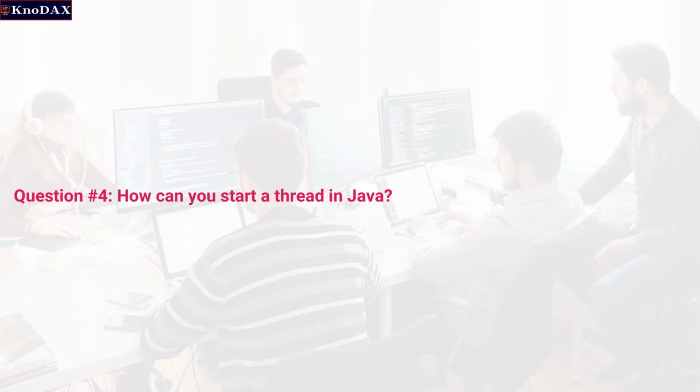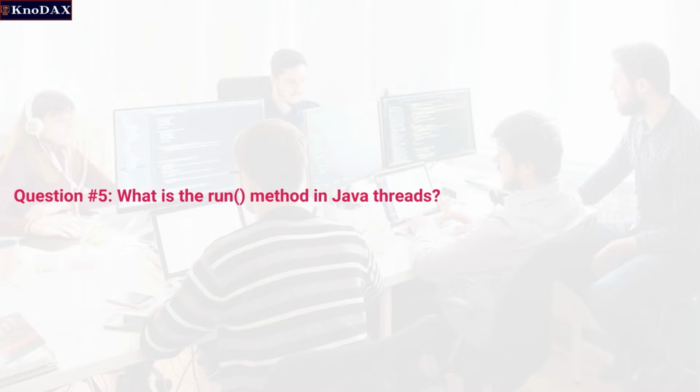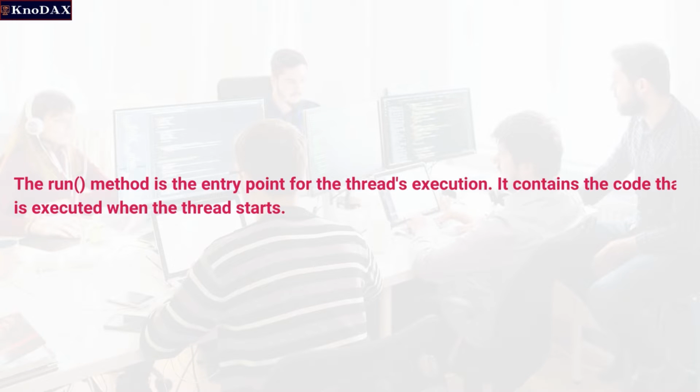How can you start a thread in Java? To start a thread, you can invoke the start method of the Thread class, or pass an instance of Runnable to a Thread constructor and then start the thread. What is the run method in Java threads? The run method is the entry point for the thread's execution. It contains the code that is executed when the thread starts.